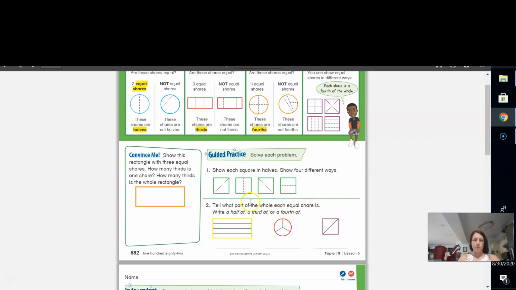All right, so let's look at the first one together. How many equal shares did they create by drawing these black lines? 1, 2, 3, 4. So one part would be a fourth of the whole. So on this line, you're going to write fourth of. Now I want you to try to do this one and tell me what one equal share is called, and do this one and tell me what one of these equal shares is called.